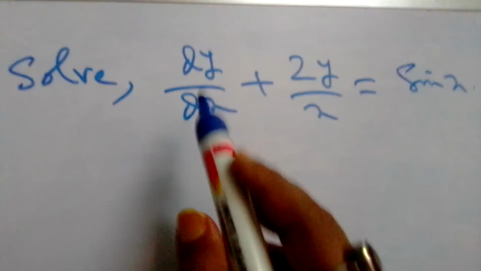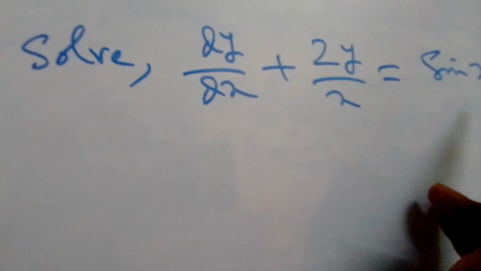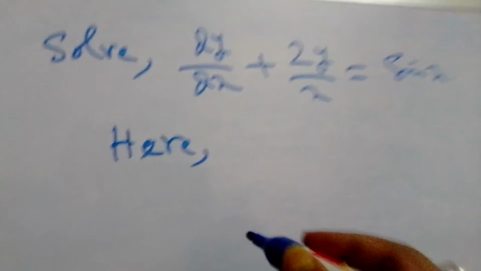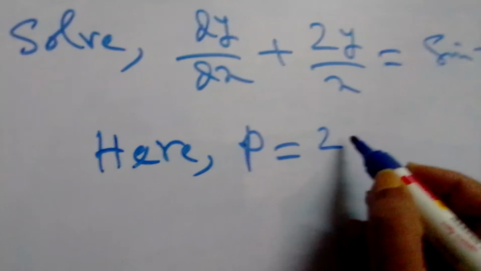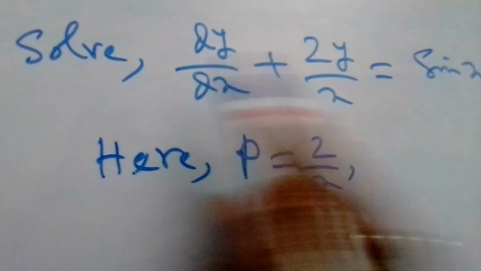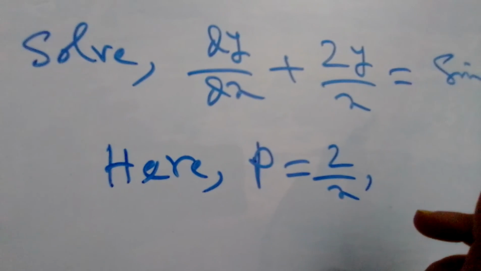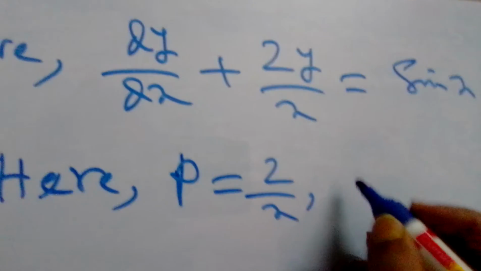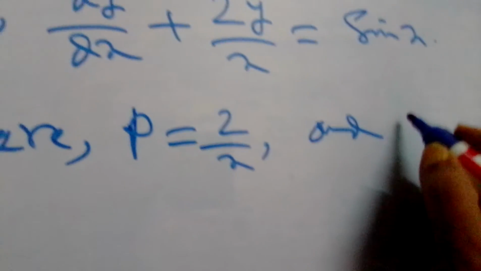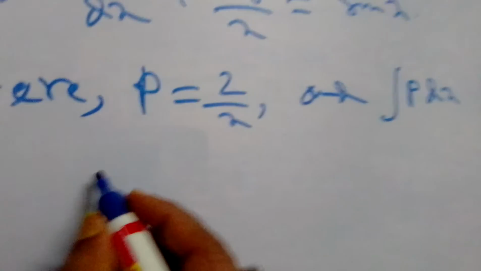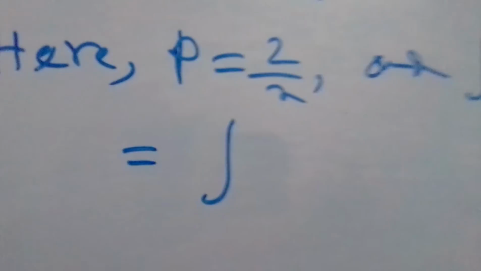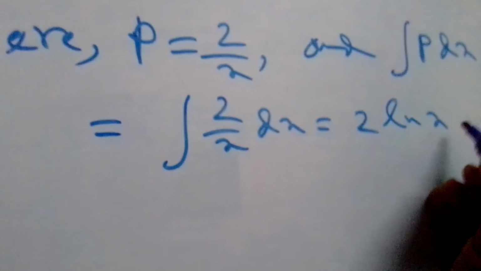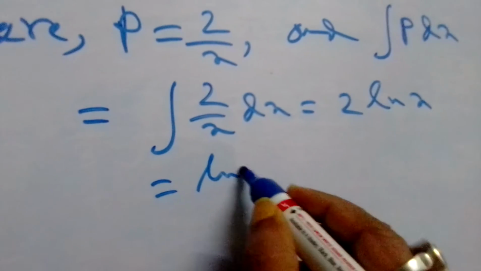Let's watch. dy/dx plus 2y/x is equal to sine of x. Now without doing details, we are simply writing p is equal to 2/x. We don't write it as comparison tested because we already solved an earlier problem and explained why these things happen. So we are directly taking p, and if we take the integral of p dx, that will be our result: integral of 2/x dx. So it will be 2 ln x, that is ln x square.